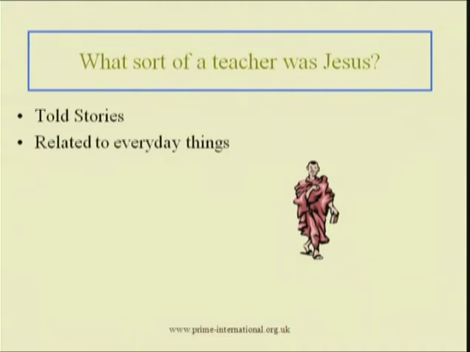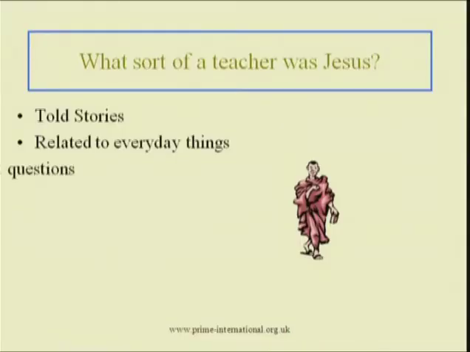Then he related to things that the people were familiar with, the things that surrounded them. Birds of the air, fish of the sea, flowers of the field. He made links between the things that the people knew about and the message that he wanted to get across. And that's another important point.